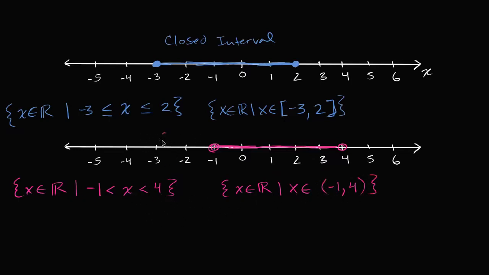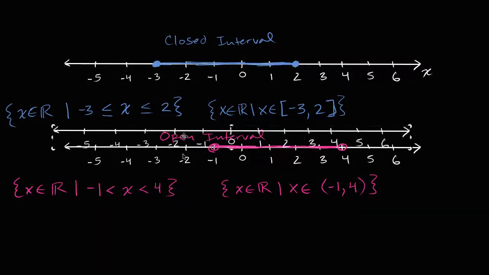So this right over here, let me make it clear. This is an open interval. Now you're probably wondering, okay, in this case, both endpoints were included. It's a closed interval. In this case, both endpoints were excluded. It's an open interval. Can you have things that have one endpoint included and one endpoint excluded? And the answer is absolutely. Let's see an example of that.